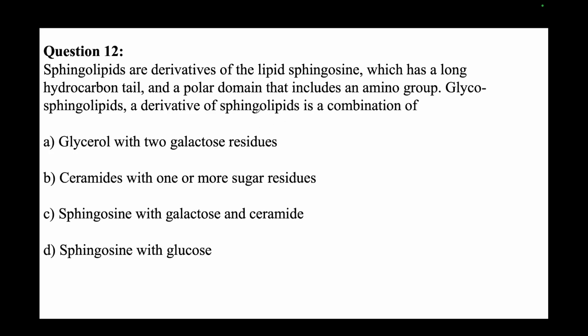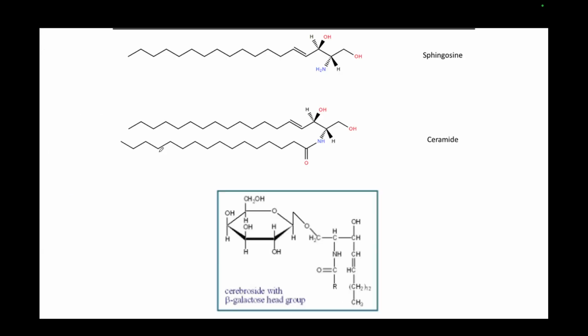So, what is a glycosphingolipid? I told you what glyco means. Glyco means sugar. Any type of sugar, not just galactose or glucose. So, ceramides with 1 or more sugar residues would be the correct answer. Ceramides with 1 or more sugar residues are basically glycosphingolipids. So option B is correct.